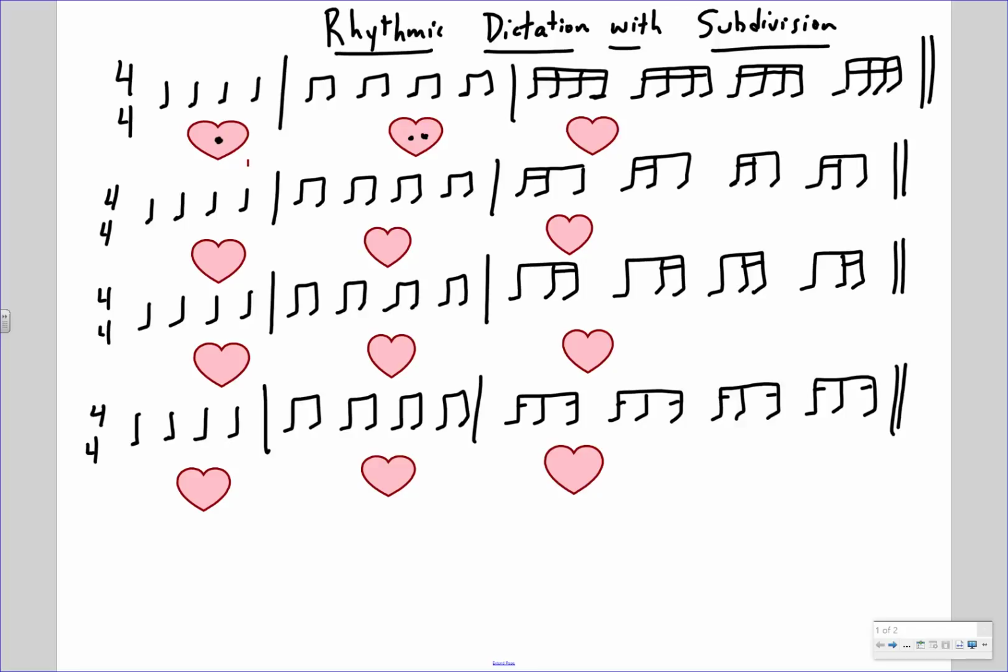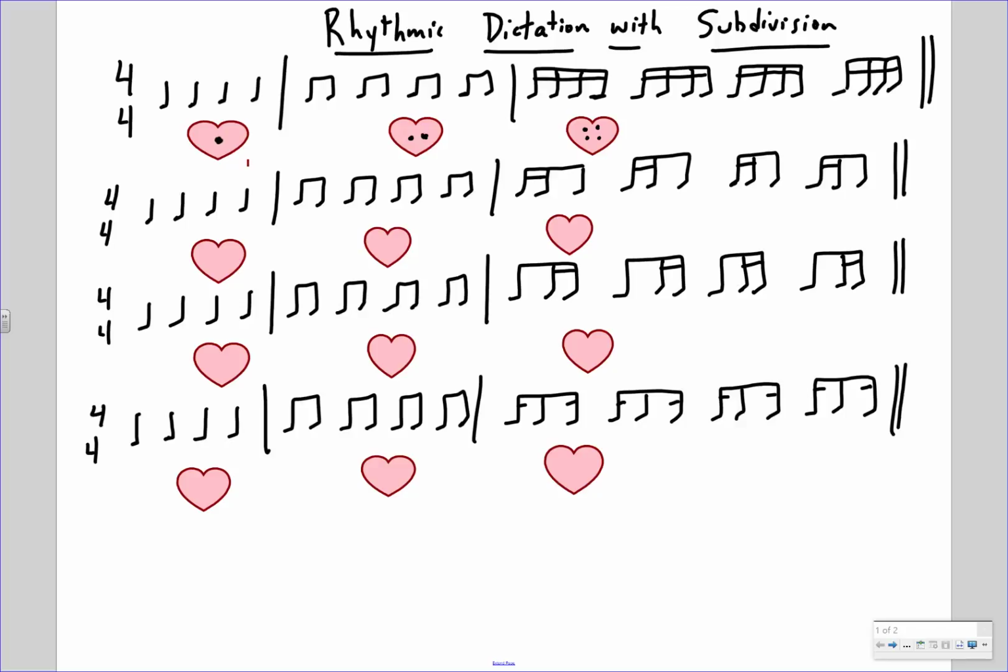If I hear subdivision, such as 1 E and a 2 E and a 3 E and a 4 E and a, like this, then if that occurred on each beat, inside my heart would go 4 dots, representing 1 E and a, of equal value. So that's what I would do for that. That's the simplest way of doing 4/4 because the subdivision is all there and it's equal. 1 E and a 2 E and a 3 E and a 4 E and a.